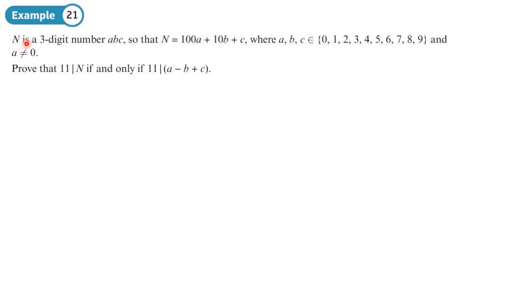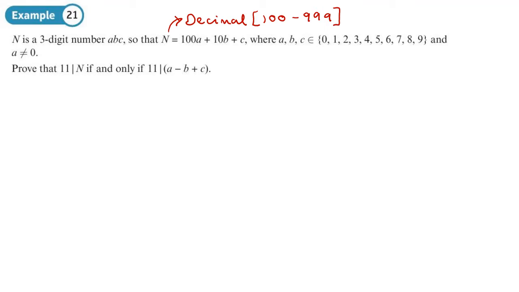Okay, so here n is a 3-digit number where n can be written in this form. So n is a decimal number because it's being written in powers of 10. And it says that a is not equal to 0. So basically this is a decimal number that can be anywhere between 100 and 999.